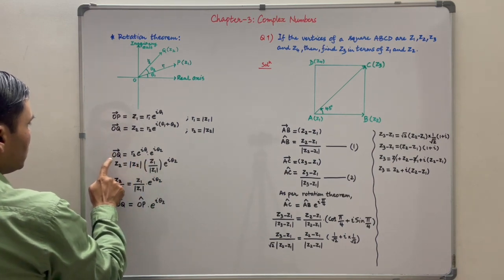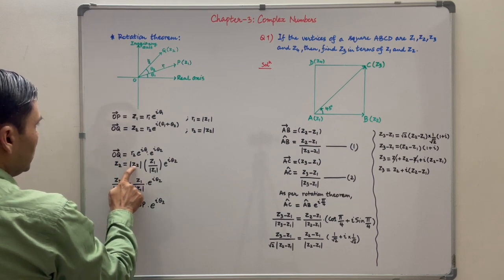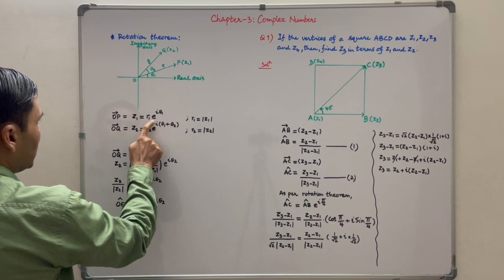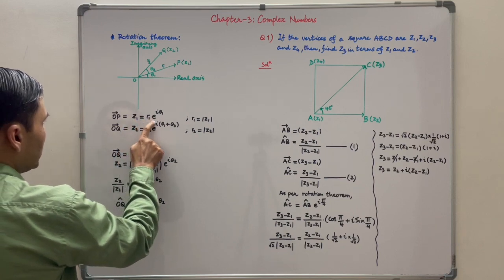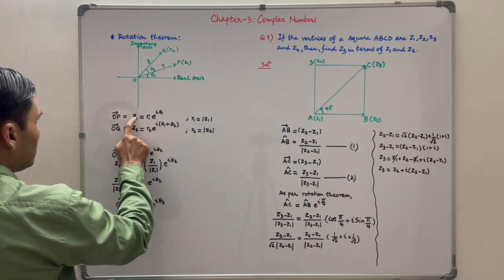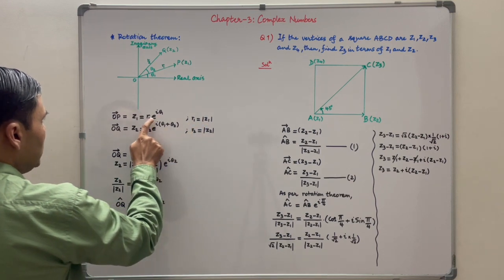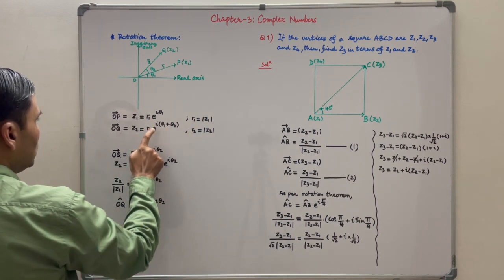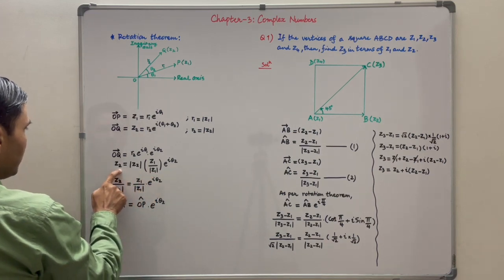Vector OQ is equal to Z2. R2 is equal to mod Z2. E to power I theta 1 we will get from here. Z1 is equal to R1 into e to power I theta 1. So e to power I theta 1 is equal to Z1 upon R1 and R1 is equal to mod Z1. So e to power I theta 1 is equal to Z1 upon mod Z1. We can move this to the left hand side.